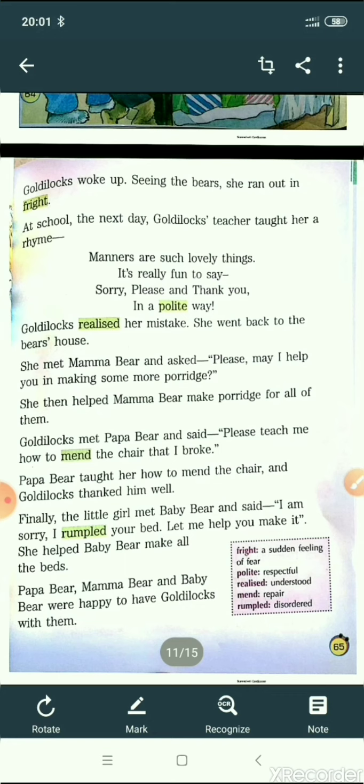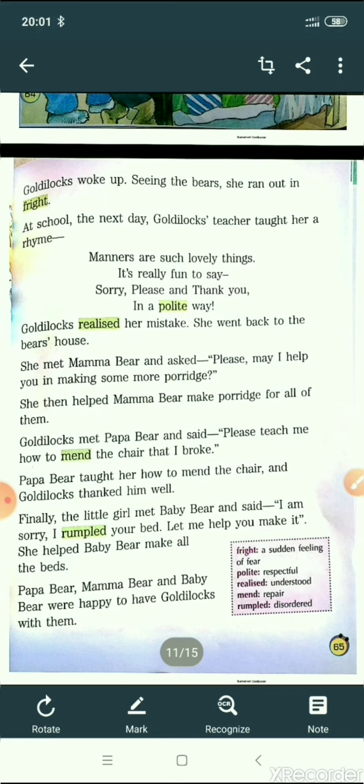The next day, when she went to school, her teacher taught her a rhyme. That rhyme was related to good manners, to saying sorry, please, and thank you in a polite way. After listening to the rhyme, Goldilocks realized her mistake. She realized that when she was at the bears' cottage, she ate the porridge of the bears.